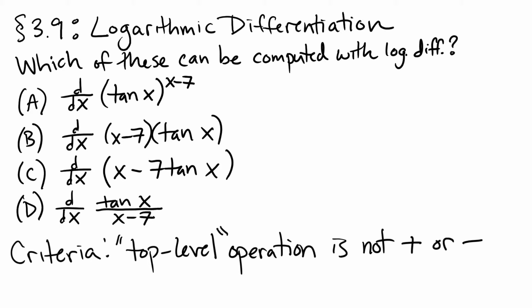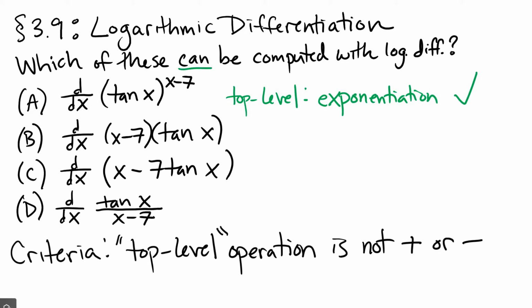In A, we're taking tangent x and raising it to the power x minus 7. So the two pieces that we're assembling are tan x and x minus 7. And the top level operation is exponentiation. That was one of the good operations because there's a log rule specifically about exponentiation. Not only is this something where you can use logarithmic differentiation, but in this case, you must. There's no other derivative rule that will work.